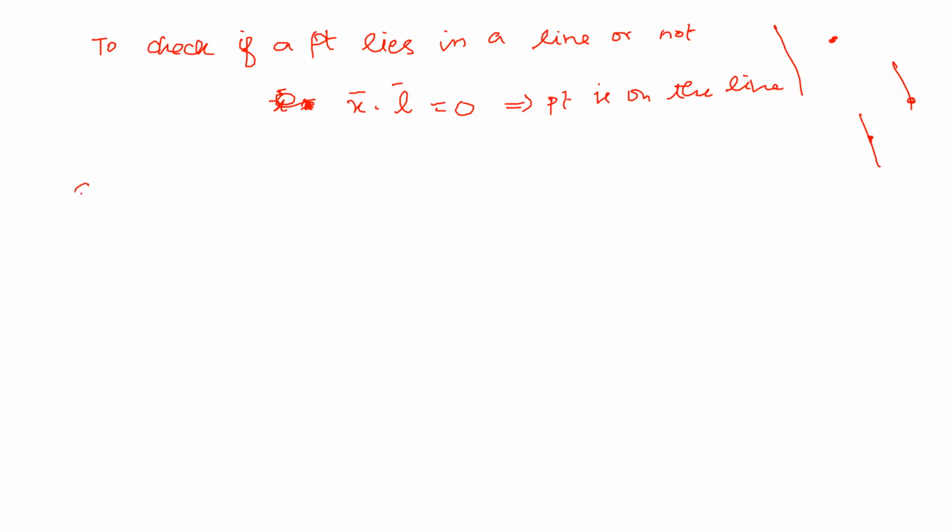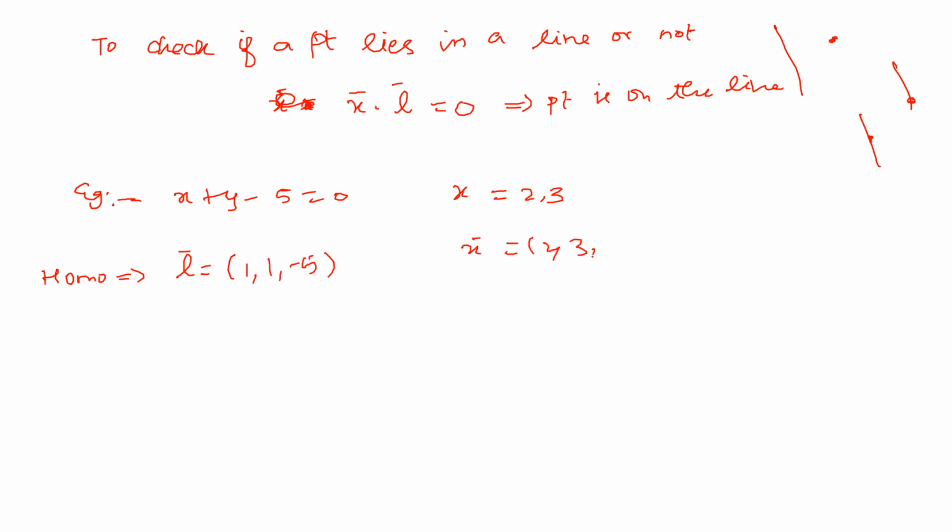So let us take a simple line equation, x plus y minus 5 equal to 0, and a point x equal to 2 comma 3. In the homogeneous way we can represent it as L bar equal to 1 comma 1 comma minus 5. Here x bar equal to 2 comma 3 comma 1. As per the equation, x bar into L bar equal to 2 into 1, I am just multiplying it, 2 into 1 plus 3 into 1 plus minus 5 into 1, which is nothing but 2 plus 3 minus 5, which is equal to 0. So we can conclude the point 2 comma 3 lies on the line.